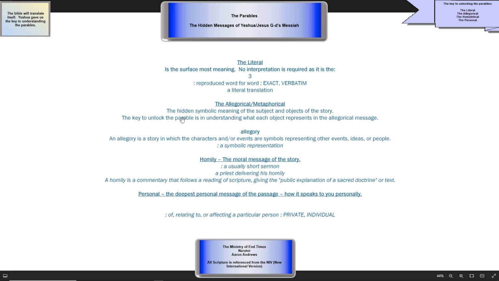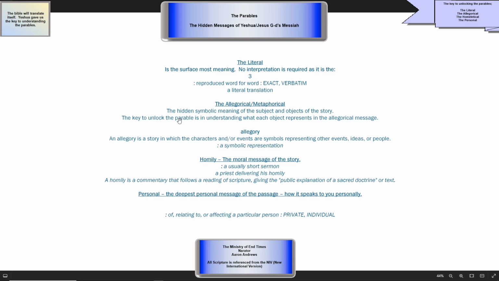The allegorical is the hidden symbolic meaning of the subject and the objects of the story, and the key to unlock the parable is in understanding what each object represents in the allegorical message, or the allegorical sense. An allegory is a story in which the characters and or events are symbols representing other events, ideas, or people, a symbolic representation.